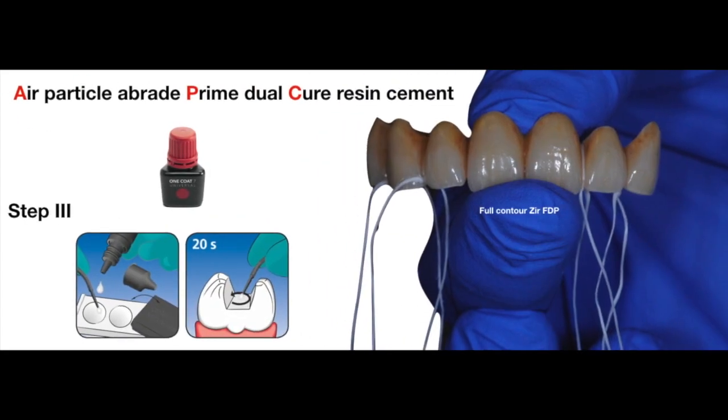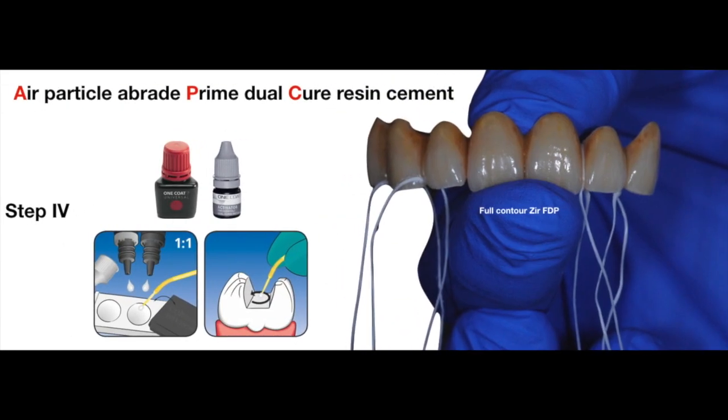In step 3, we will start the bonding process. When using a universal adhesive, you can either selectively etch, total etch, or use the self-etching properties of the universal adhesive like we did in this case. You will dispense 1 drop of 1-Coat7 universal adhesive and, in a rubbing motion, you will apply it to the abutment teeth for 10 to 15 seconds.